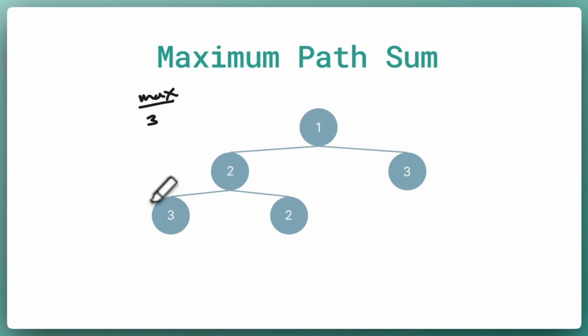And now what we want to do is return the value of the maximum path that can be extended by its parent. So this is going to return a 3. This node is going to return a 2.